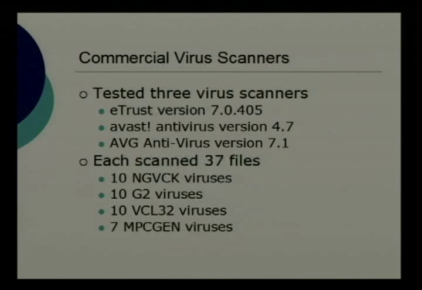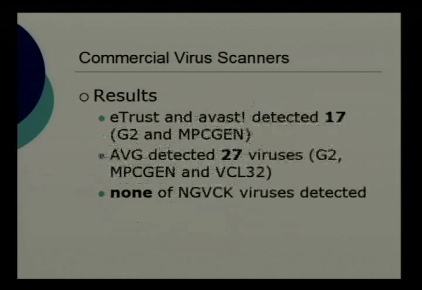We tested 3 different scanners, eTrust, AVES, and AVG, to scan 37 files that are put in one folder. These 37 files include viruses from all 4 families. Here's our result. eTrust and AVES detected all the G2 and MPC gen viruses. AVG detected 27, which are the G2, MPC gen, and VCL32 viruses. But none of the NVIC viruses are detected by these commercial scanners.